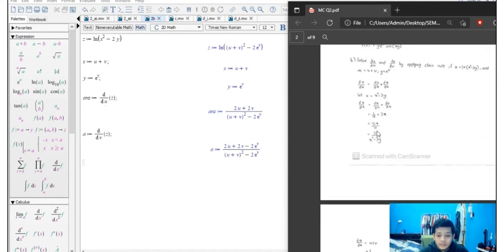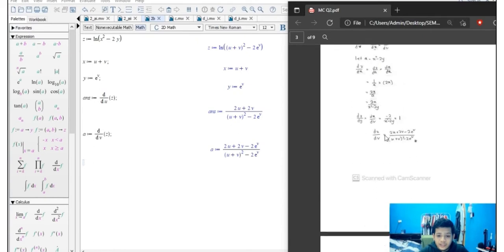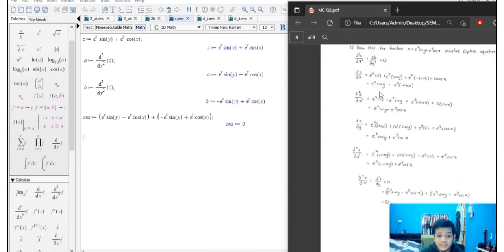From my manual calculation, dz per du is the same as this Maple result, and dz per dv is also the same as Maple. For question 2C, show that the given function z satisfies the Laplace equation, differentiating two times, equal to 0. So we input the equation z into Maple and then differentiate two times. These are the code to find the derivatives.